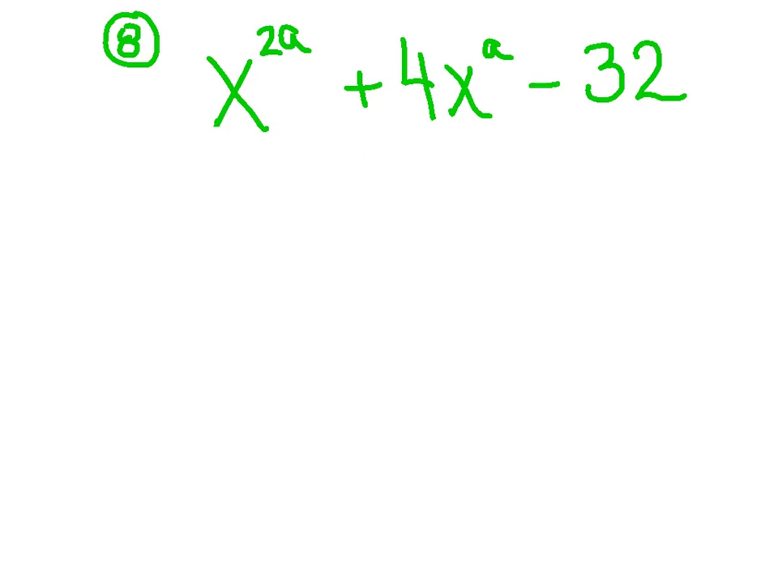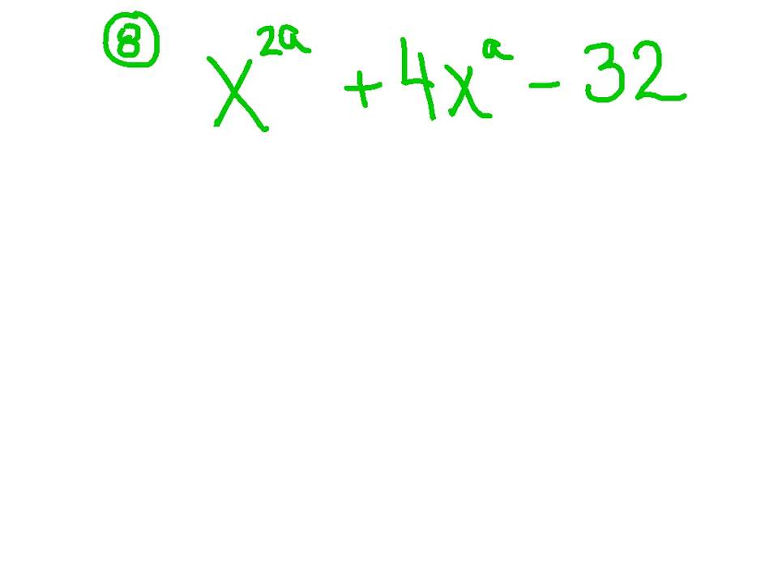The last problem we want to attempt to factor today is certainly the ugliest one we've seen in a long time. The trinomial says x raised to the 2a power plus 4x to the a minus 32. And all they're asking us to do here is to simply factor it as much as possible. We're not going to worry about solving it.